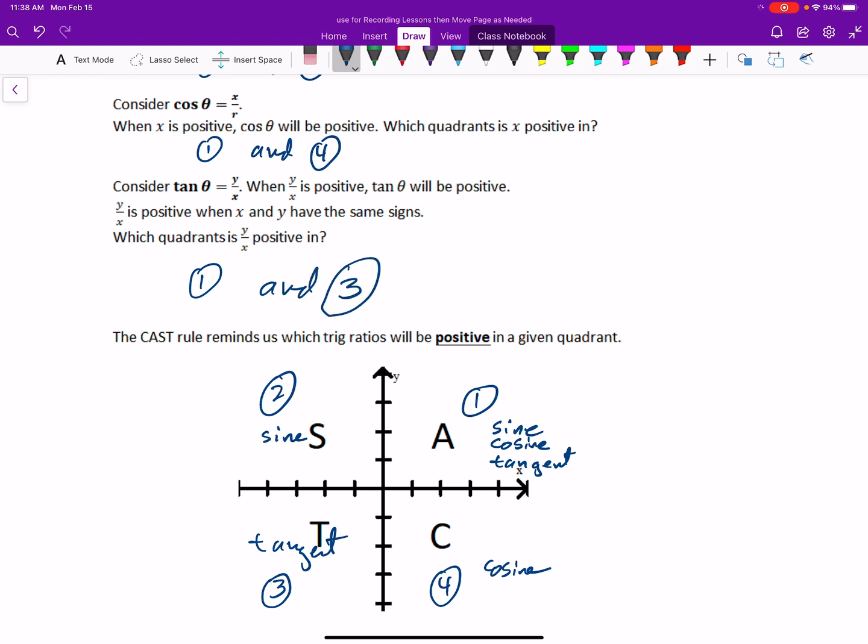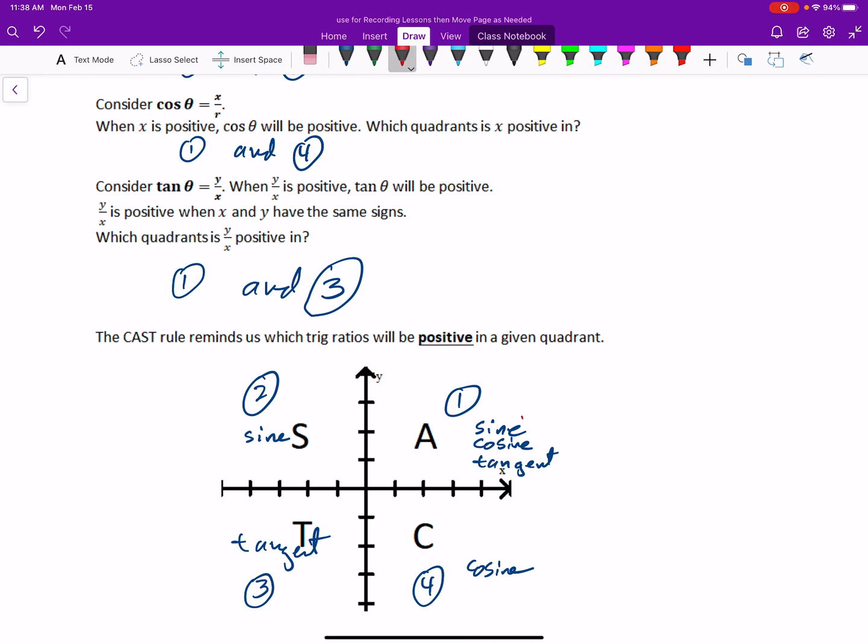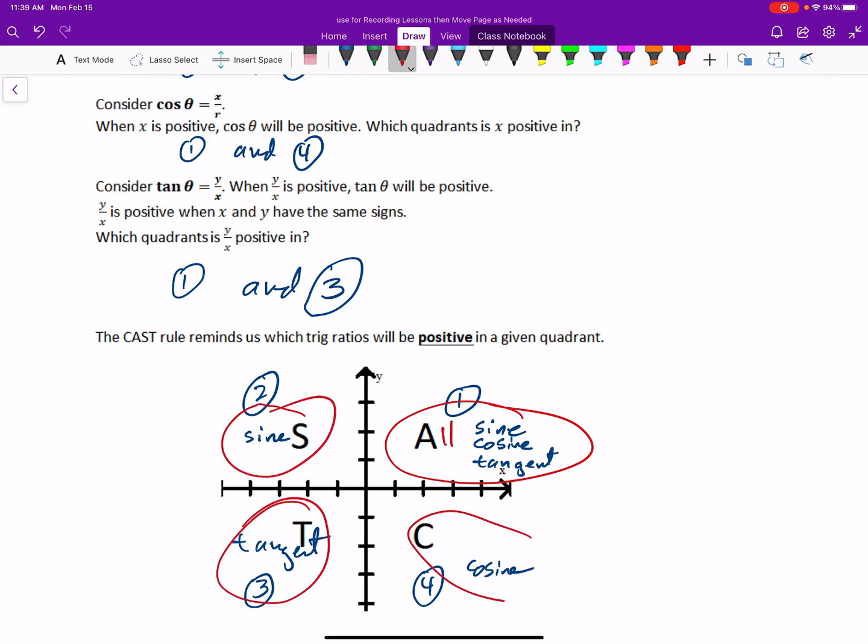So it turns out that all of them are positive in quadrant 1. Just sine is positive in quadrant 2. Just tangent is positive in quadrant 3. And just cosine is positive in quadrant 4. So if we take the first letters from all, sine, tangent, and cosine, then we can make the acronym CAST. Now, we have to start down in the 4th quadrant to make this work. Otherwise, I'd have ASTC, which isn't a word. So if I start at quadrant 4 and go this way, then I can spell the word CAST. And so it's just a way to remind us of what's positive in what quadrant.